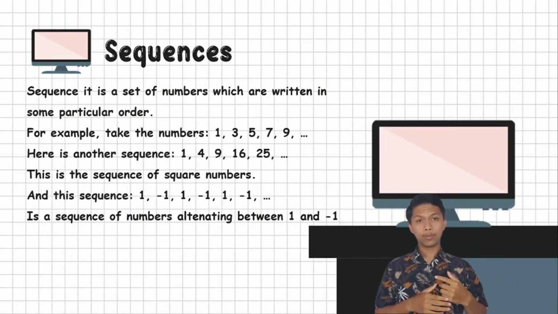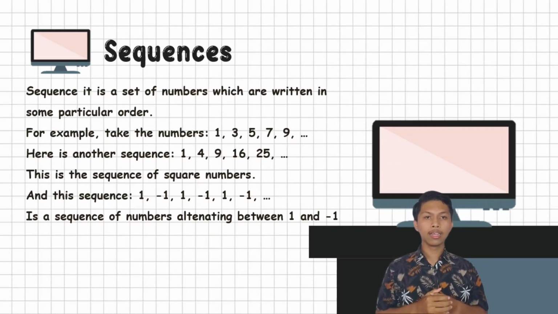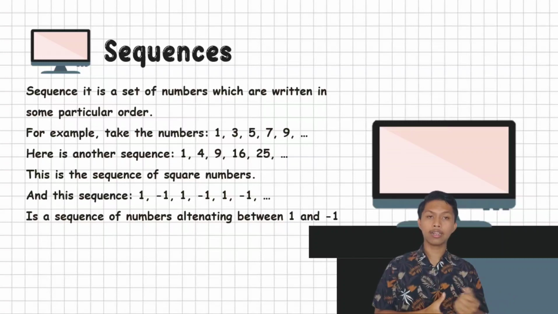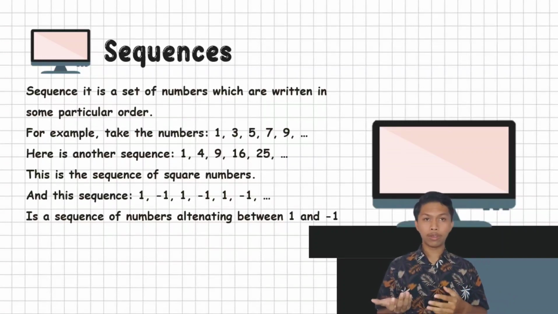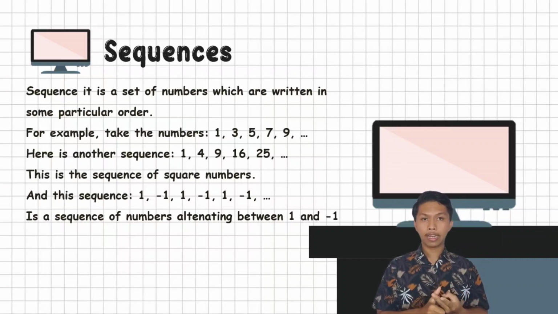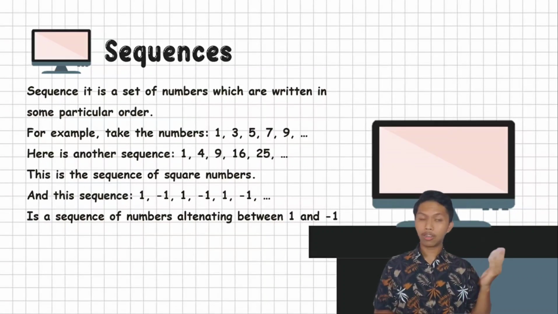First, I will explain the definition of sequence. A sequence is a set of numbers written in a specific order. For example, 1, 3, 5, 7, 9, etc. Those are the types of sequence that we will often encounter. As for some other types of sequence, on the slide there is the sequence 1, 4, 9, 16, 25, etc. The next type is the square number sequence, as seen on the slide.